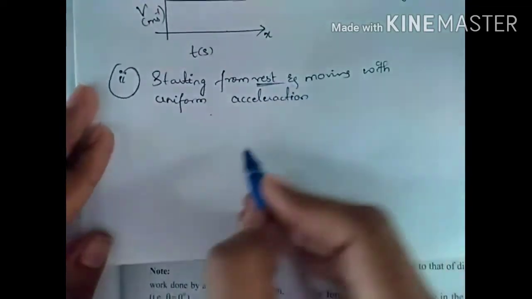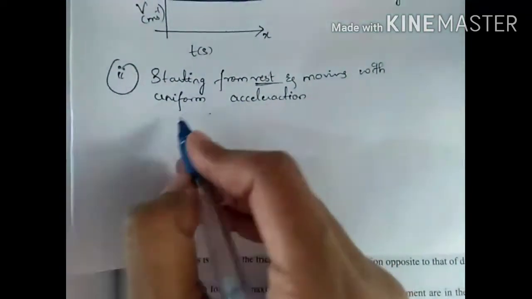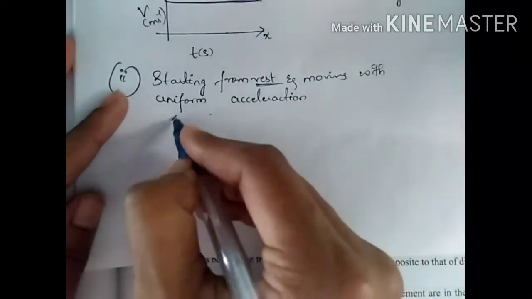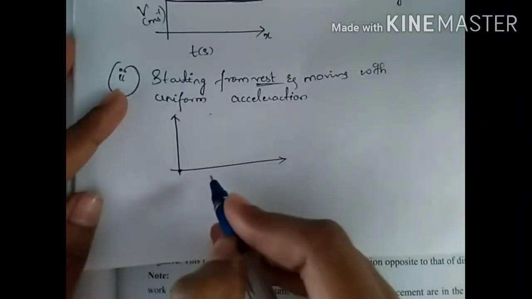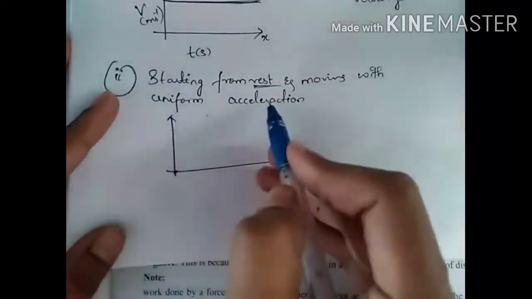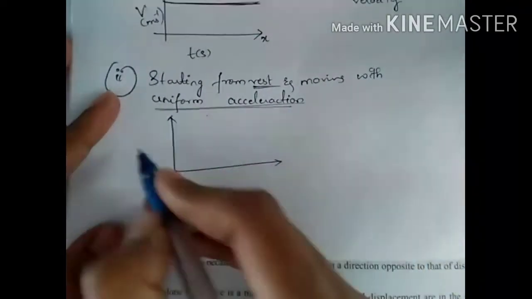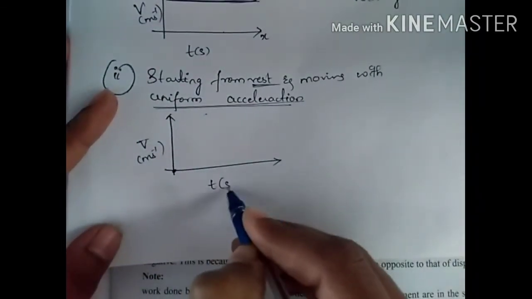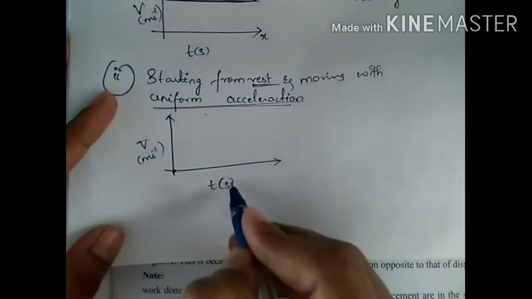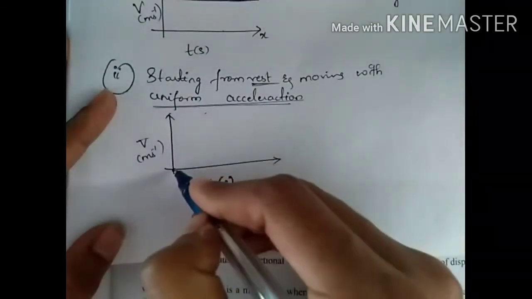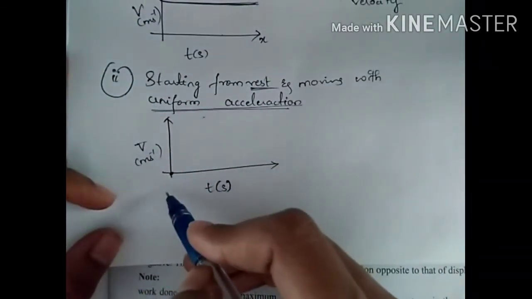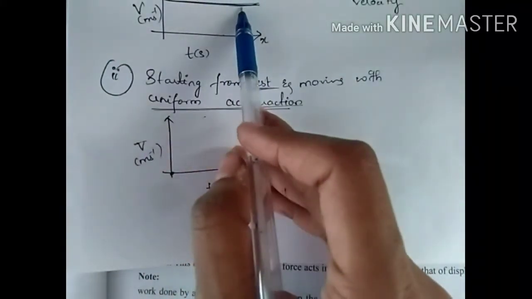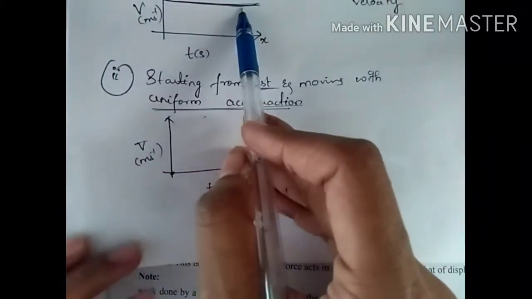So if this is given, the body at time t equals 0 will have velocity 0. Then it started to move with uniform acceleration. So here v is velocity and t is time. Now for uniform velocity we got the graph which is parallel to the x-axis.